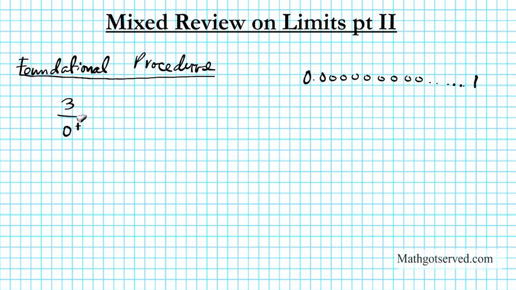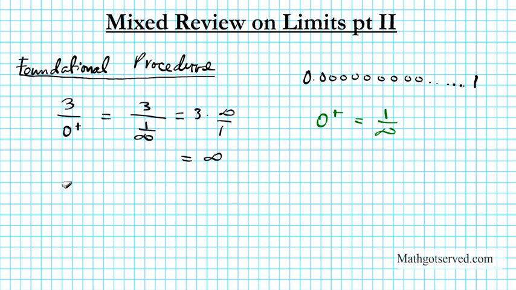So another way you can look at 3 over 0 from the right is the same thing as 3 divided by 1 over infinity. When you divide 1 by infinity, you get an infinitely small number. So 0 from the right is the same thing as 1 over infinity. If I multiply by the reciprocal, 3 times infinity over 1, the final answer will be infinity.